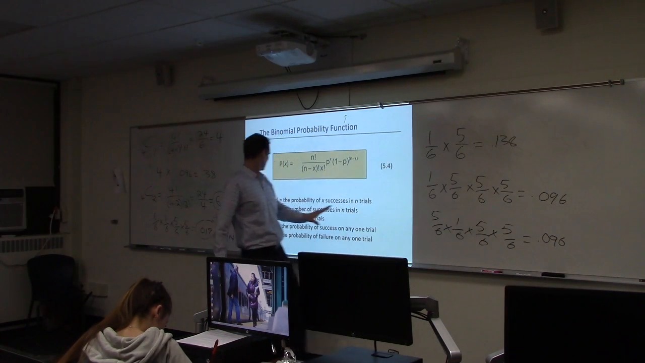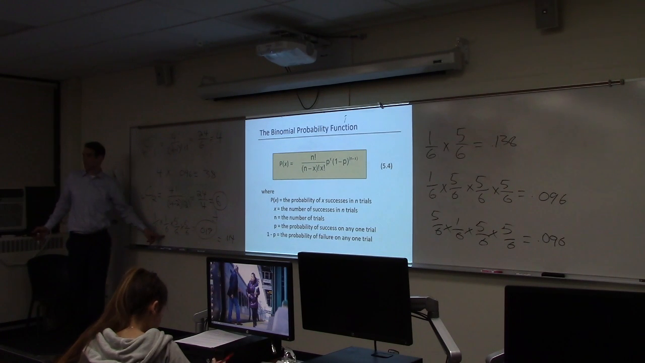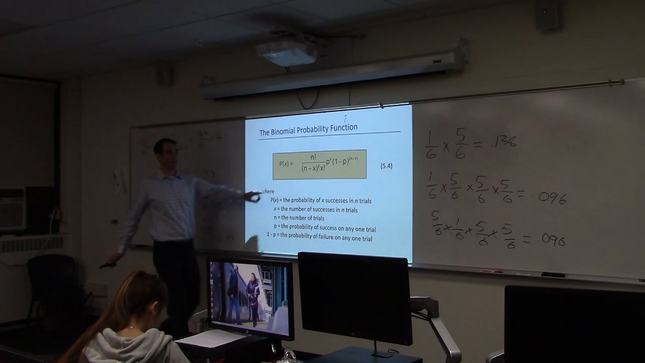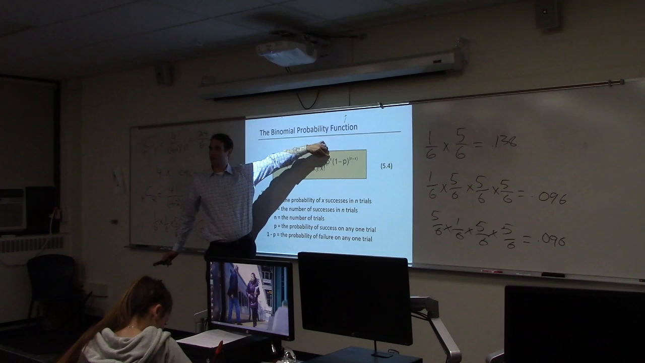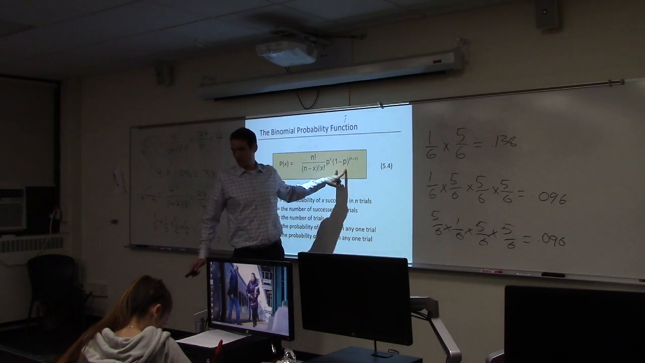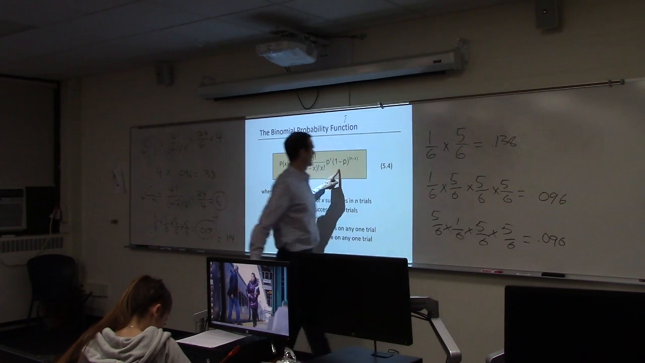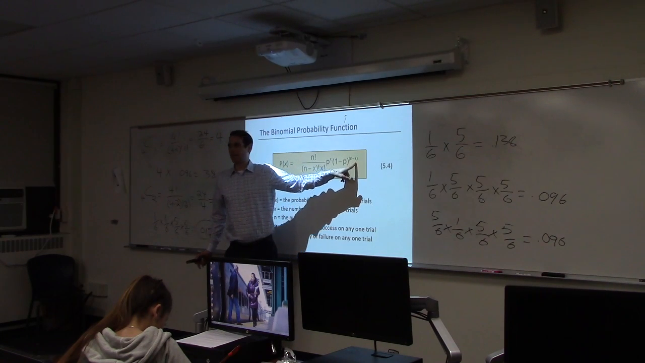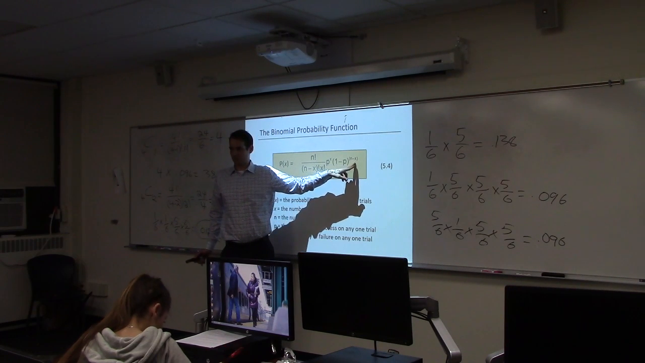So in this example, it would be 1/6 raised to the 2, 1/6 squared instead of 1/6 times 1/6. That's what this little power means. Probability of it happening, 1/6, raised to however many times we want it to happen, times the probability of it not happening, which is 1 minus the probability of it happening. In our case, this was 5/6 raised to the n minus x. So this is the number of times that it doesn't happen.